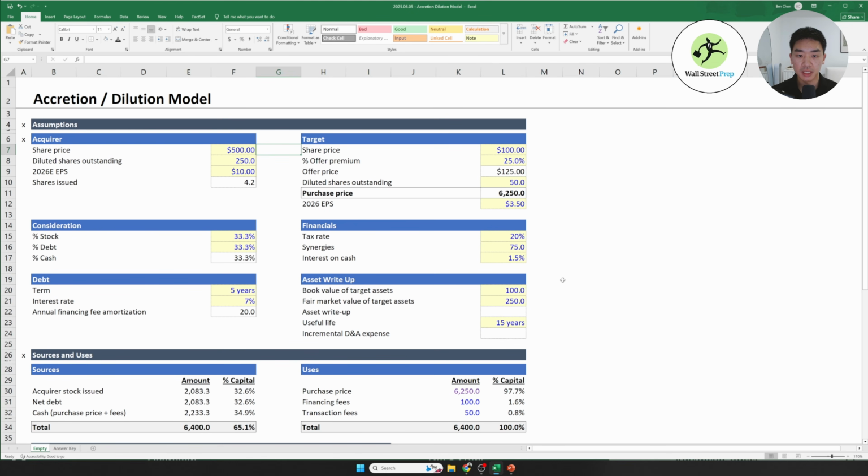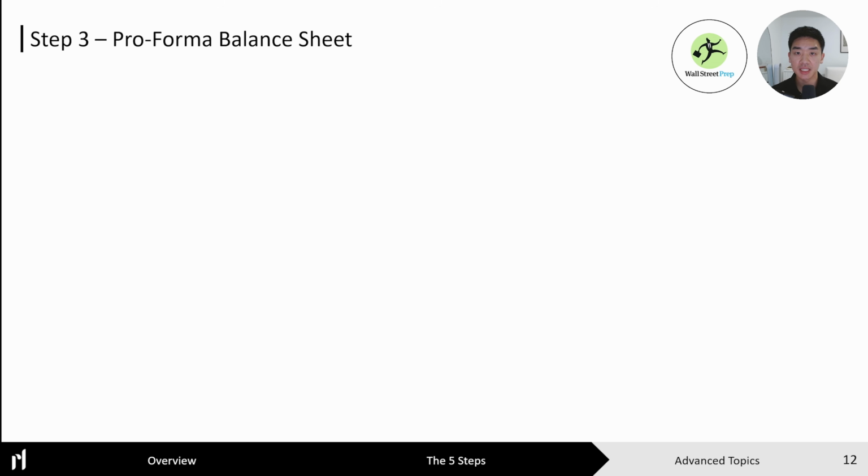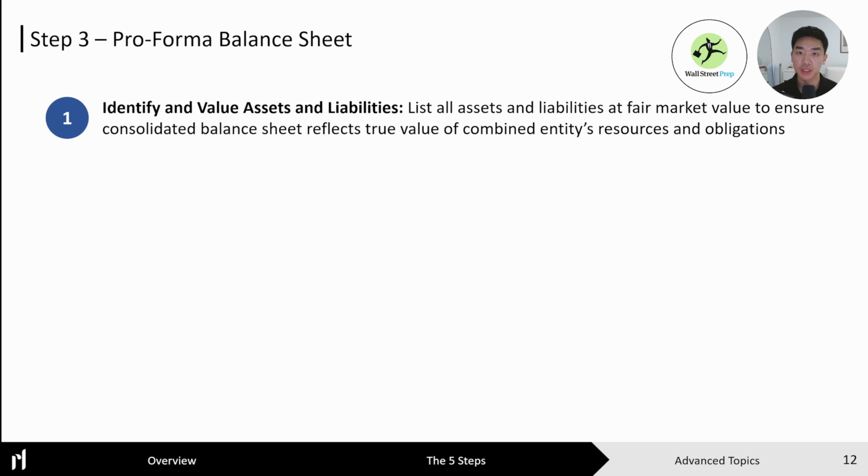One thing I will note is in a more advanced model, you don't actually get all of your synergies in 1 year. If you have, let's say, 100 million in synergies expected, you typically get that over a period of a few years. So we're not going to really model anything with synergies, but I did want to show you that it is here in the assumptions section. And then next, we're going to talk about the pro forma balance sheet. So again, for this one, we're not going to go through entirely combining two balance sheets or anything like that, but I did want to go over some of the key important steps.